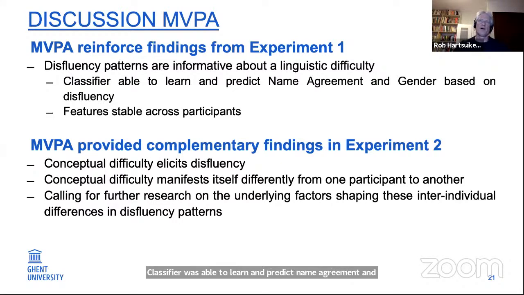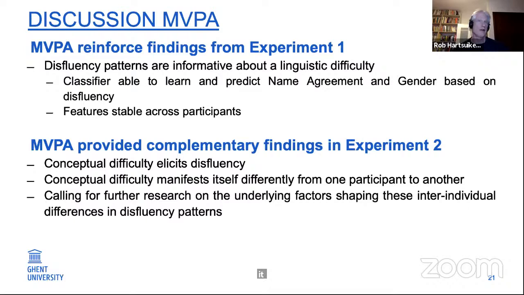The MVPA in experiment 2 provided complementary findings to our earlier LME analysis, in the sense that it showed, perhaps unexpectedly, that there is information present in the disfluency patterns that the classifier can pick up in order to predict conceptual difficulty. But conceptual difficulty manifests itself in different ways for different participants, and future research should focus perhaps on what those different factors might be.